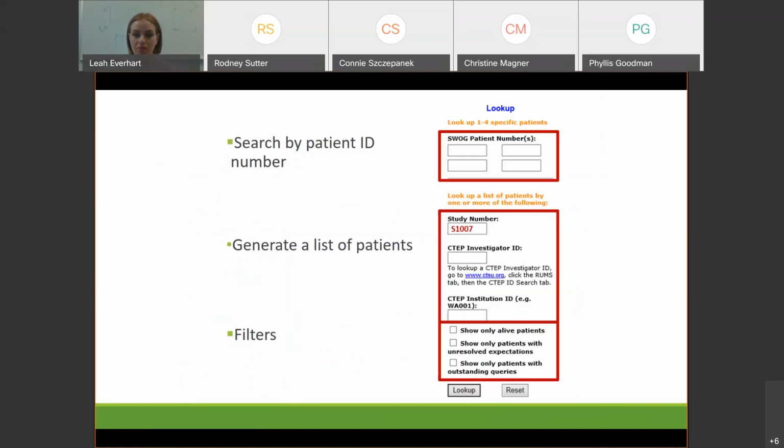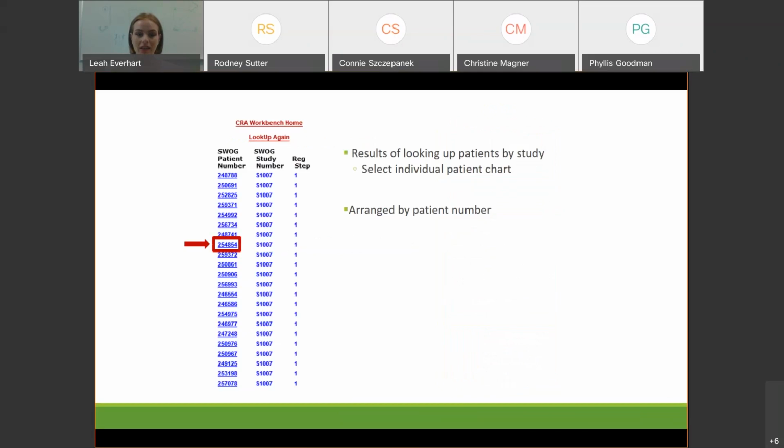And from here, you can look up patients one at a time, which is highlighted at the top right-hand side of the page, or you can generate a list of patients by searching the 3 categories highlighted above in the middle there. And then you can also apply the filters at the bottom to further narrow down your results. Next slide. In this case, we've looked up all patients on a particular study, and from here you can click on the patient ID number, the hyperlink there, to select a specific patient and view their chart. You can see that it's also arranged by patient number. Next slide.